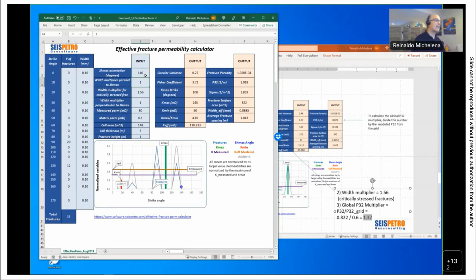There is an assumption here that these fractures are vertical. So there are simple assumptions behind this spreadsheet, but it can give you an idea of how complex these relations can be.